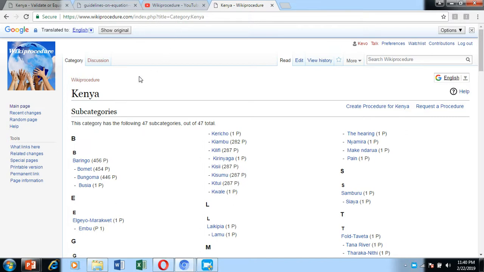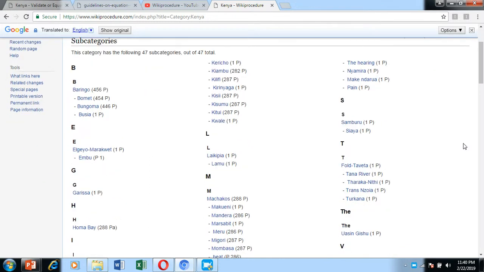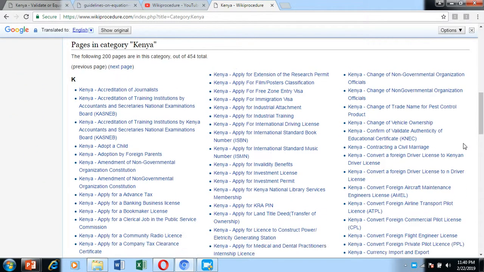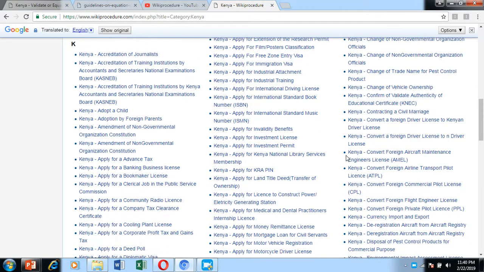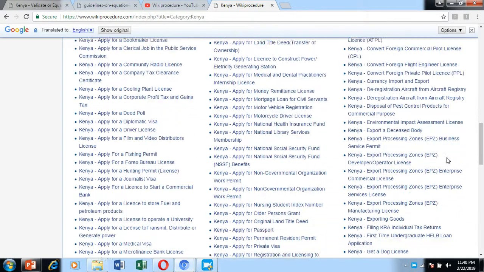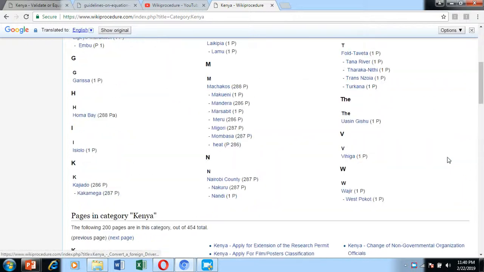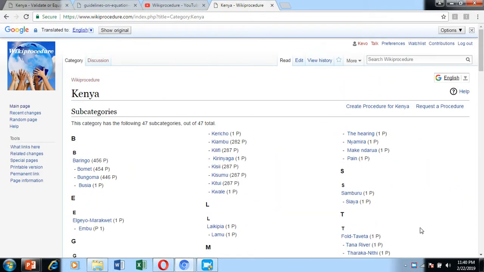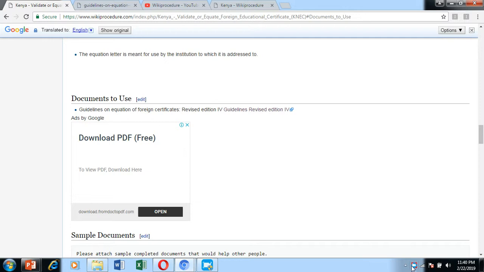Go to the Kenya section on www.wikiprocedure.com, and we have different procedures for all the 47 counties in Kenya. We have very many procedures which you can go through and find which is more applicable to you. So I wish you all the best in your quest to validate or equate your foreign education certificate.